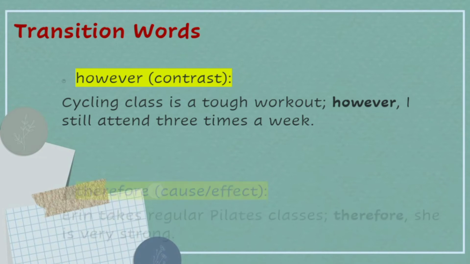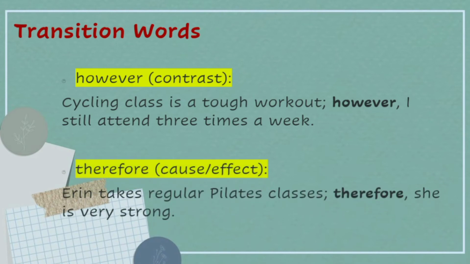Next, therefore. Therefore functions as cause and effect. In the example here, Erin takes regular Pilates classes; therefore, she is very strong. Again, we can see the semicolon before the transition word, which is therefore, and the comma after the transition word. It was emphasized here.